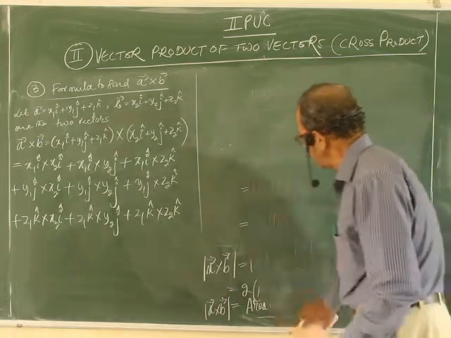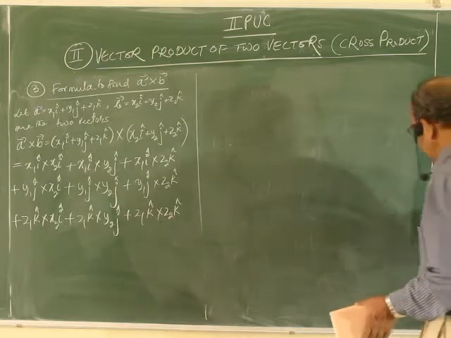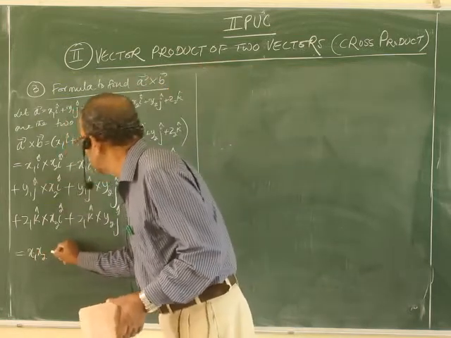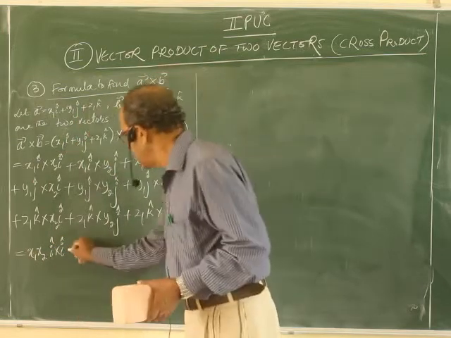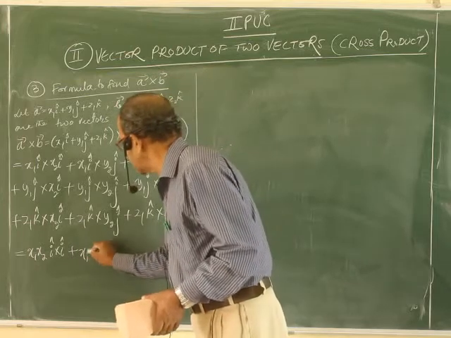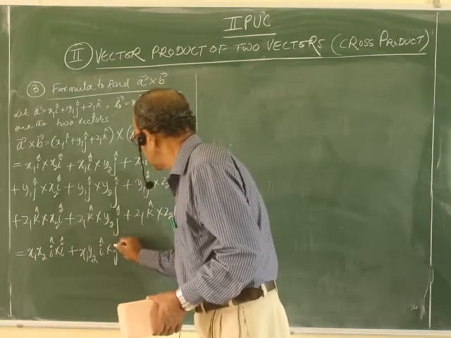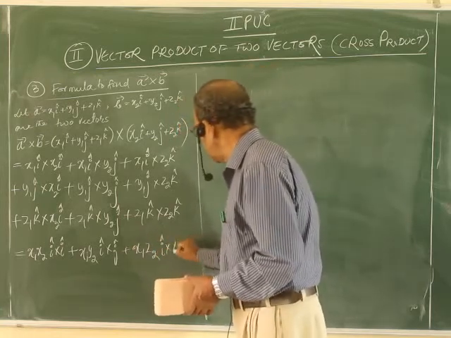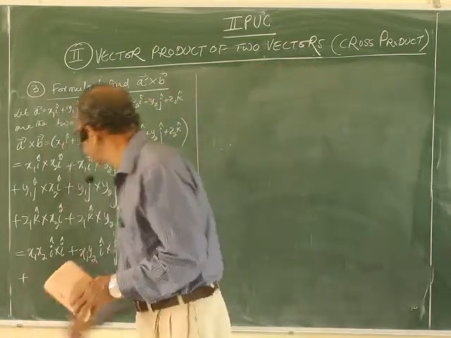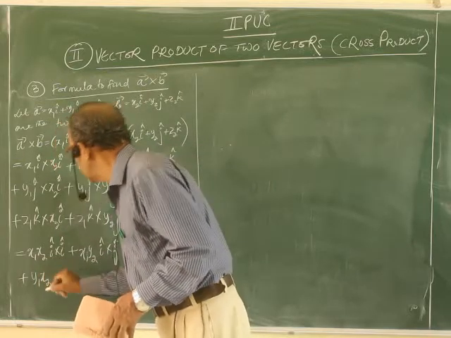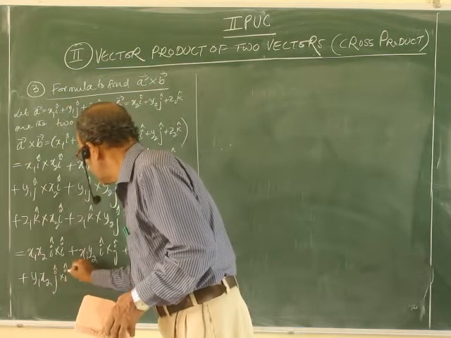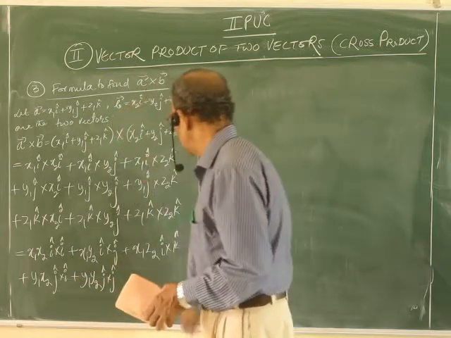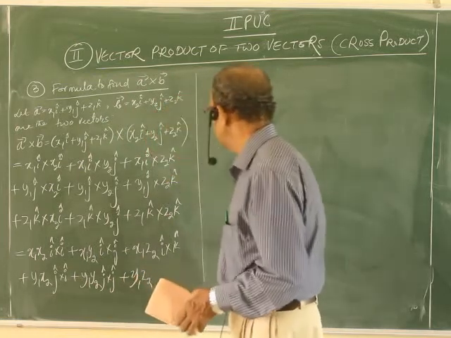Next, simplification. Write the constants together, only collect the vectors, equal to x1, x2 constants, write together, only vectors are i cross i, plus x1, y2 constant, vectors are i cross j, x1, z2, vectors are i cross k, plus y1, x2, j cross i, y1, y2 numbers, vectors are j cross j, y1, z2, vectors are j cross k.